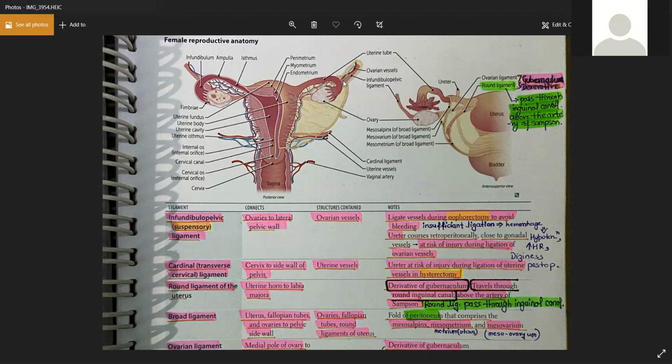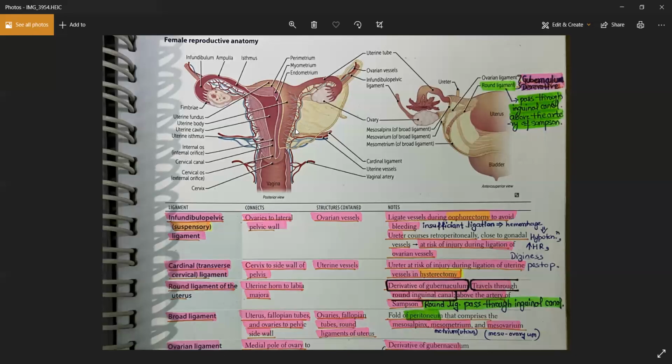The second one is the cardinal or the transverse ligament. Similar to the infundibulopelvic ligament, the function of the cardinal ligament is to connect the uterus with the lateral wall, or rather the cervix with the lateral wall. Not the uterus, but the cervix with the lateral wall of the pelvis. It contains all the uterine vessels. So whenever you perform a hysterectomy, that means removal of the uterus, you need to cut this ligament, right?